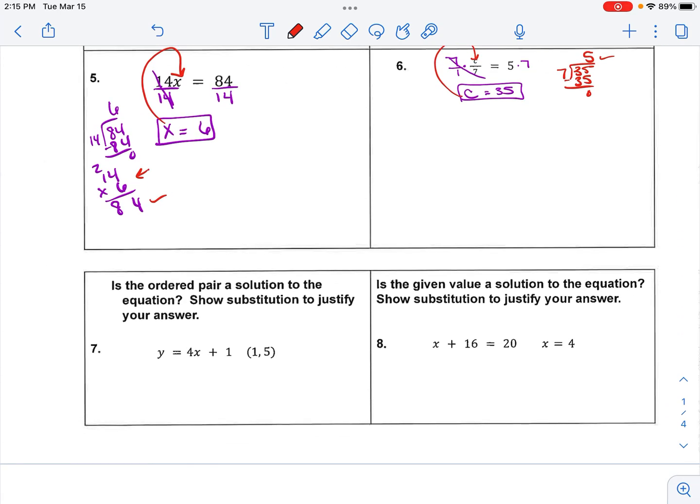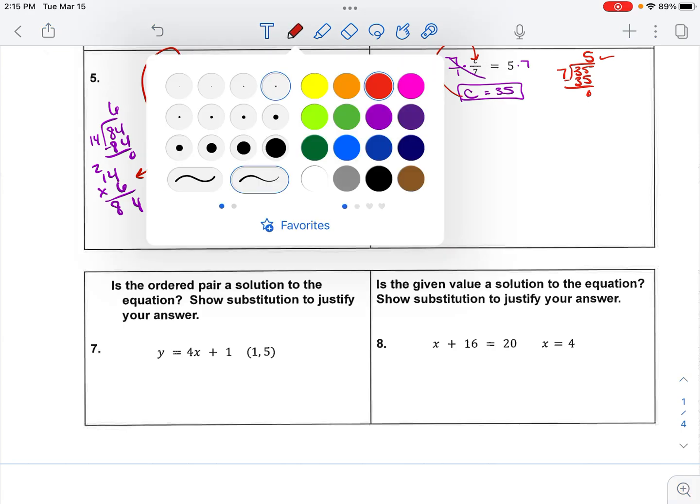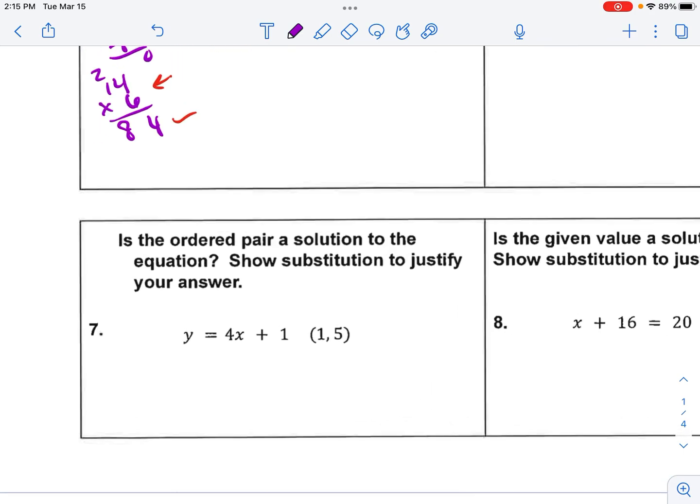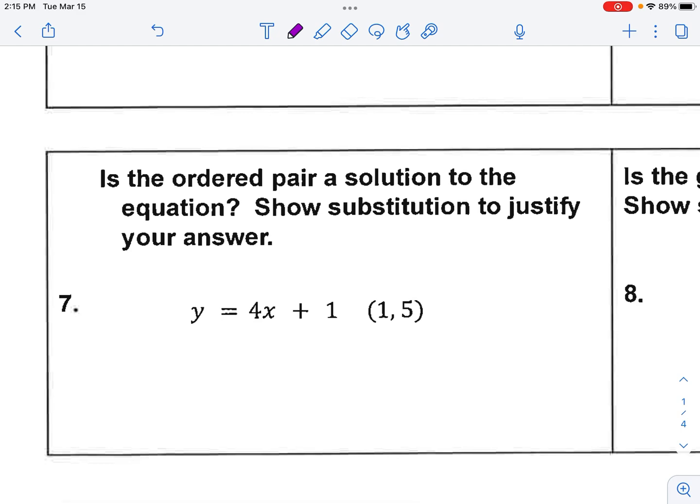Okay, starting with 7 and 8. 7 says, is the ordered pair a solution? Is it an answer to the equation? Show substitution to justify your answer. So guys, this ordered pair over to the right, remember your first number is always your x, your second number is always your y. So what we're going to do is substitute x and y into the equation.